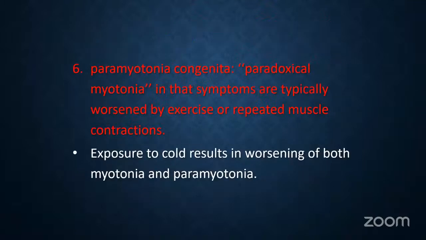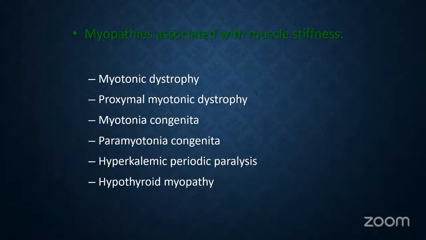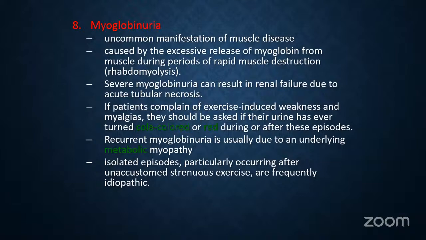Paramyotonia congenita, or paradoxical myotonia, is one in which the symptoms are typically worsened by exercise or repeated muscle contractions. Exposure to cold results in worsening of both myotonia and paramyotonia. The myopathies associated with muscle stiffness are myotonic dystrophy, proximal myotonic dystrophy, myotonia congenita, paramyotonia congenita, hypokalemic periodic paralysis, or hypothyroid myopathy. Myoglobinuria is an uncommon manifestation of muscle disease.